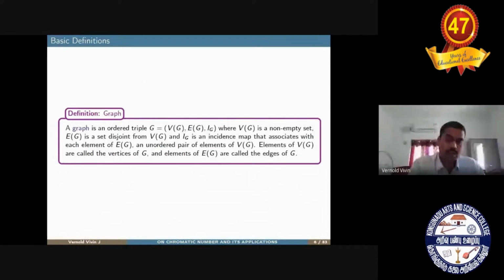So both will be disjoint, and I of G is an incident map that associates with each element of the edge set an unordered pair of elements of V of G. Elements of V of G are called the vertices of G, and elements of E of G are called the edges of G. This is a formal definition of a graph. In the next slide, we can see how this definition is converted into a graph.